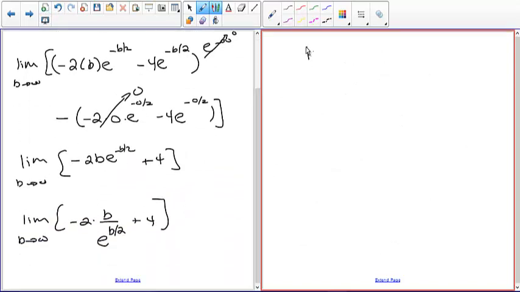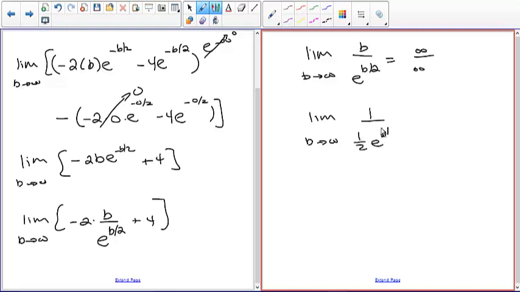So the question is, what is the limit as b goes to infinity of b over e to the b over 2? I'm just going to do this part because I'll just take the result here and multiply by negative 2. Well, because it's infinity over infinity, it's indeterminate, so I say, oh, okay, I need to use L'Hopital's rule. So I get 1 divided by 1/2 e to the b over 2.